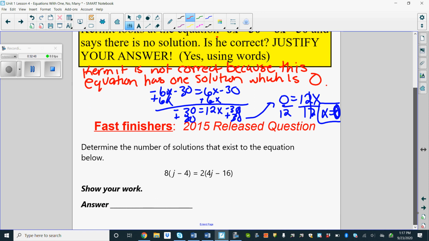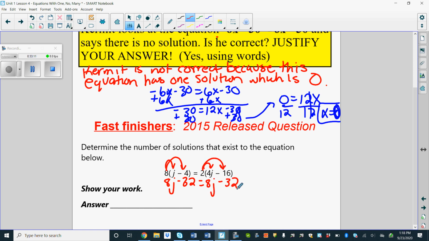We're going to take a look at the fast finisher. So this was from 2015. I want you to determine the number of solutions that exist. So we've got to get rid of these parentheses. We have 8 times j is 8j. 8 times negative 4 is negative 32 equals 2 times 4j is 8j. 2 times negative 16 is negative 32. Same expression on both sides. Therefore, this has infinitely many solutions. Okay, we know 8j minus 32 will always equal 8j minus 32.